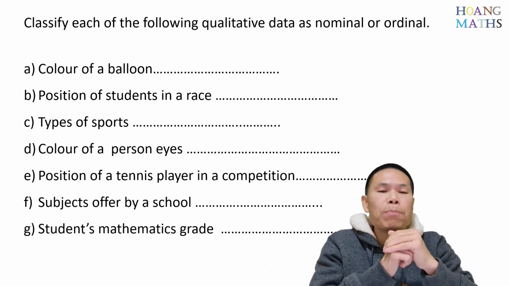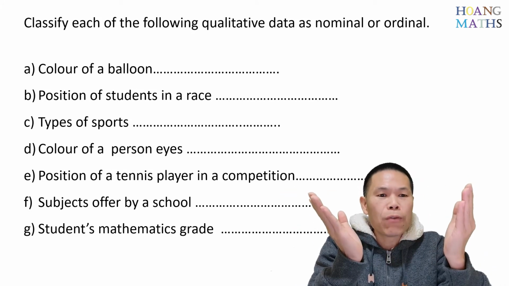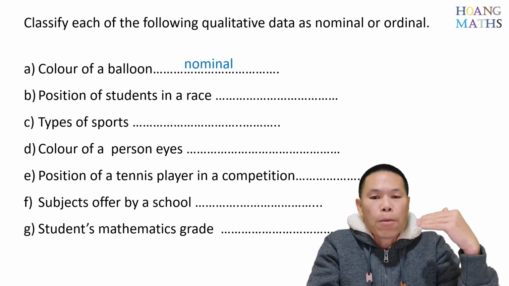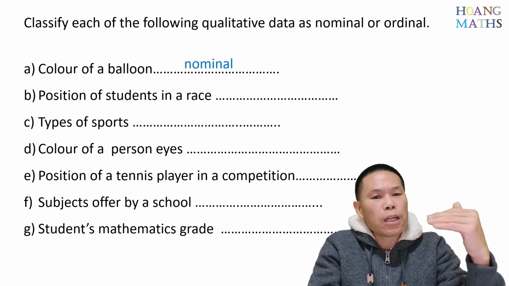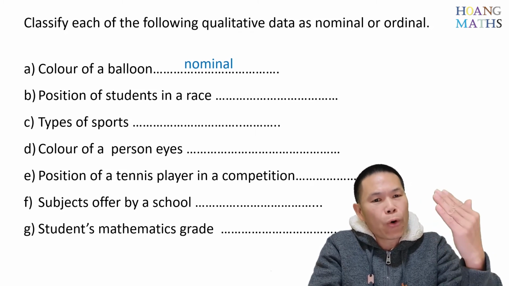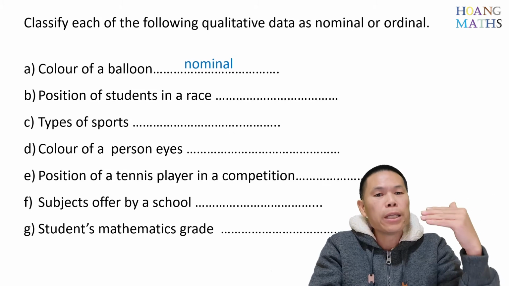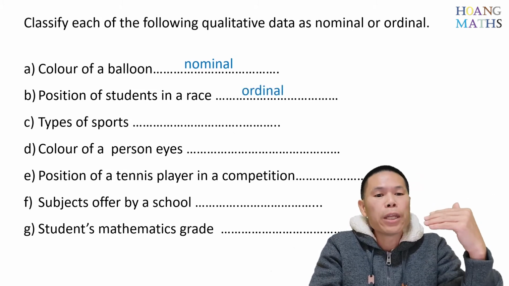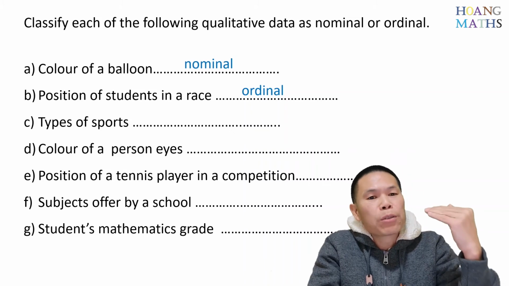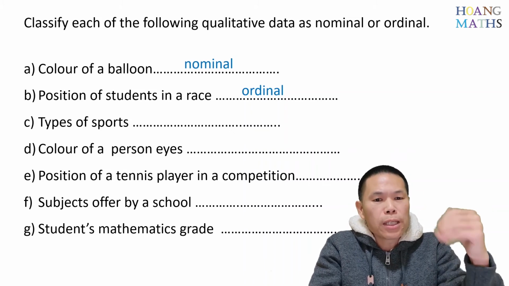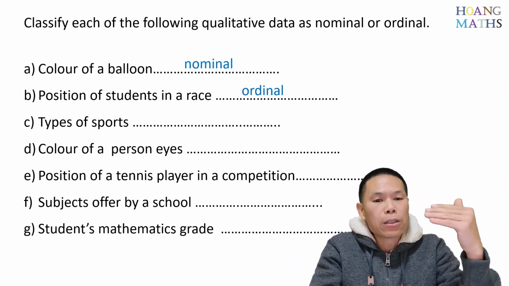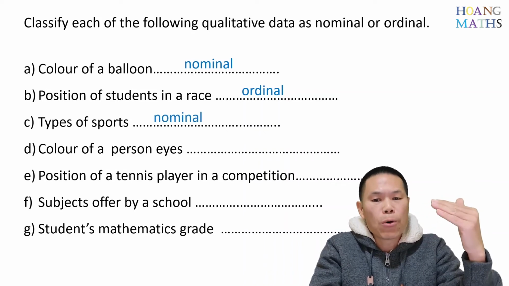So color of a balloon. There's no ranking involved. So therefore, it is nominal data. Positions of students in a race. So therefore, you either came first, second, third, and fourth, and so on. So therefore, it is ranking. So therefore, it is ordinal. So next one, type of sports. Type of sports is just the name of the sports, right? So therefore, there is no ranking. So therefore, it is nominal.